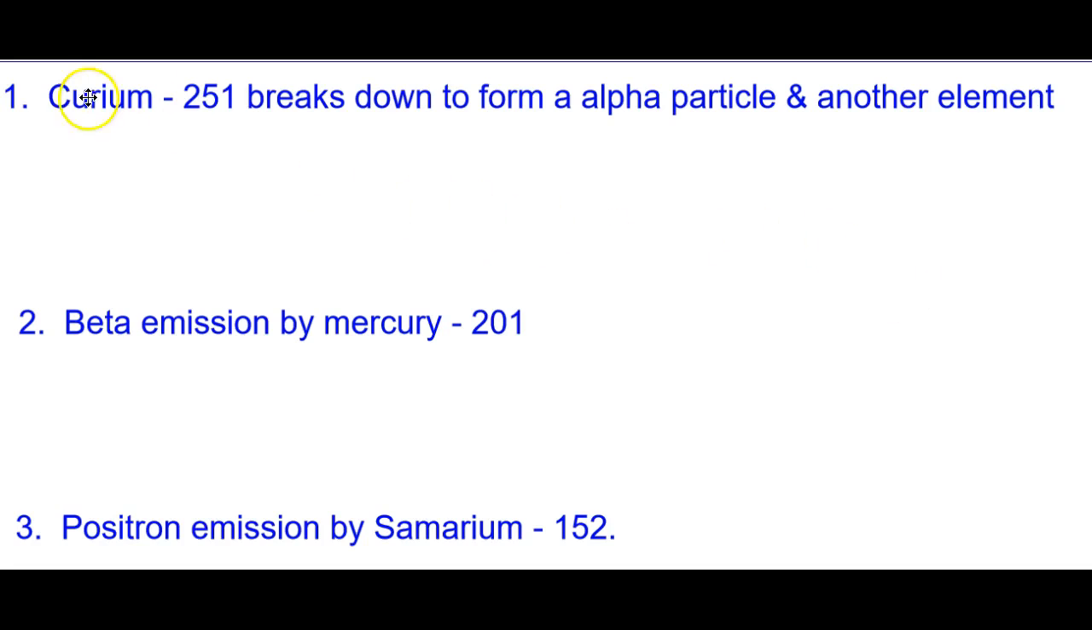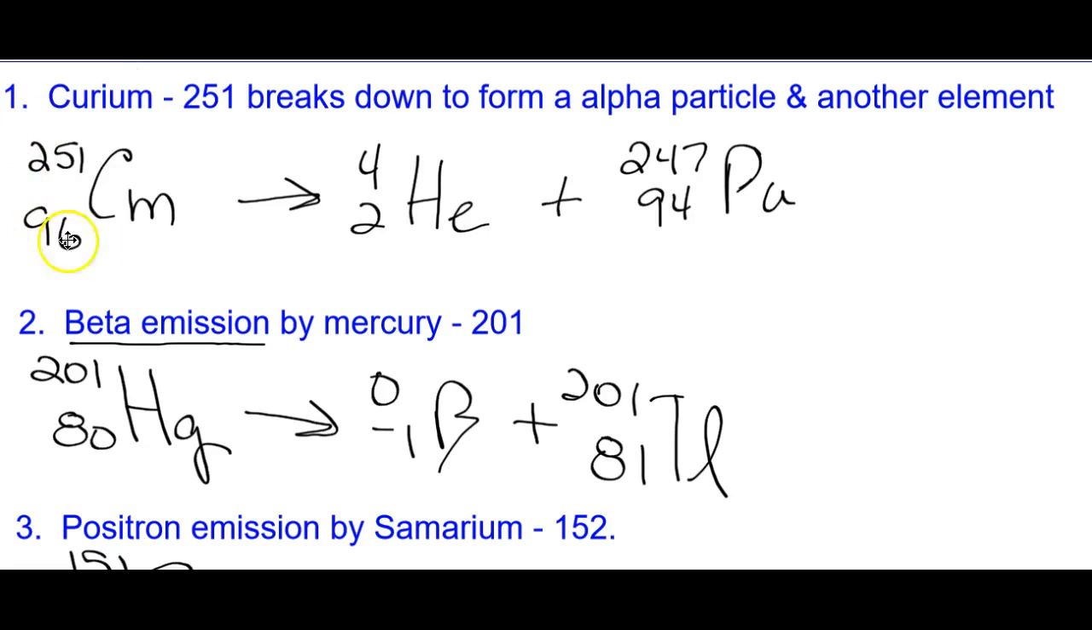For instance, if I was doing this first one, curium-251 breaks down to form an alpha particle and another element. You can get the curium-251 here. So I know it's curium, so I find its symbol on the periodic table. By looking left to right across the table, I know it's 251 on top because this tells me the mass number. I know it's curium, so I can put atomic number of 96 on the bottom.